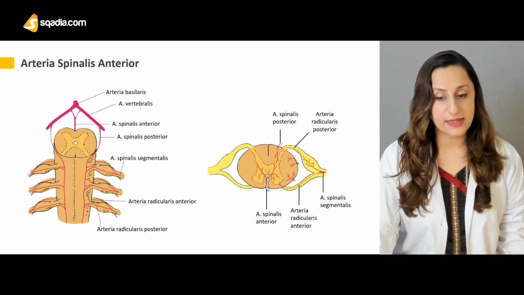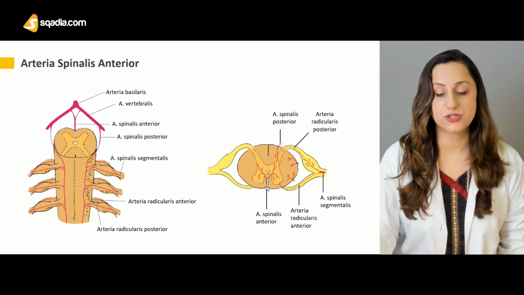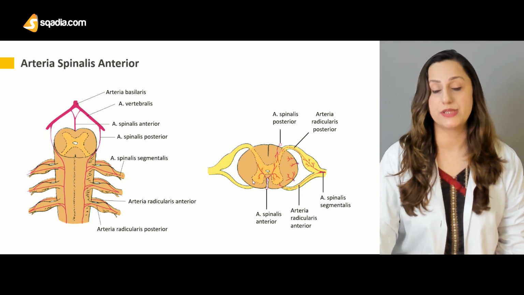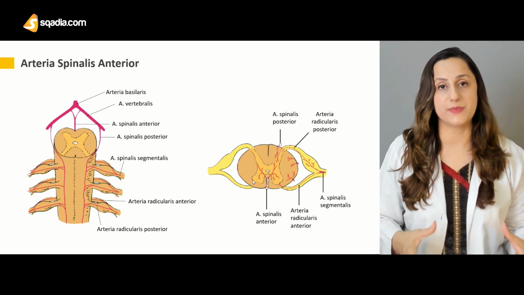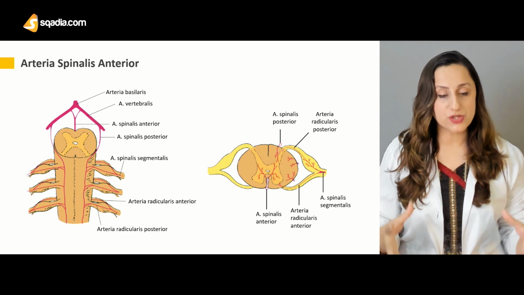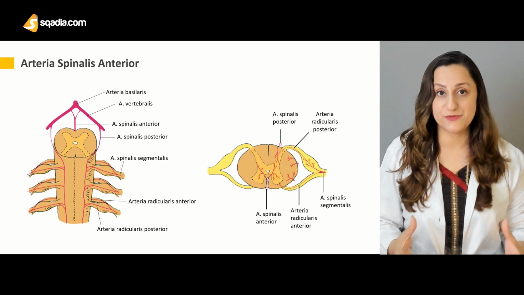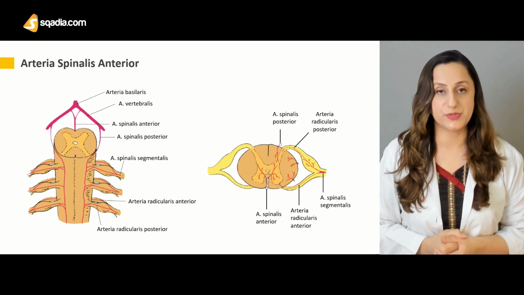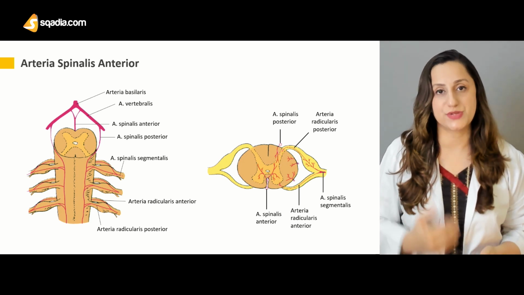So these are again very important, and these branches are going to make sure that the different segments of the spinal cord are covered when they branch off. So these are the major arteries and the major subdivisions that are being discussed over here, particularly regarding the anterior spinal artery.